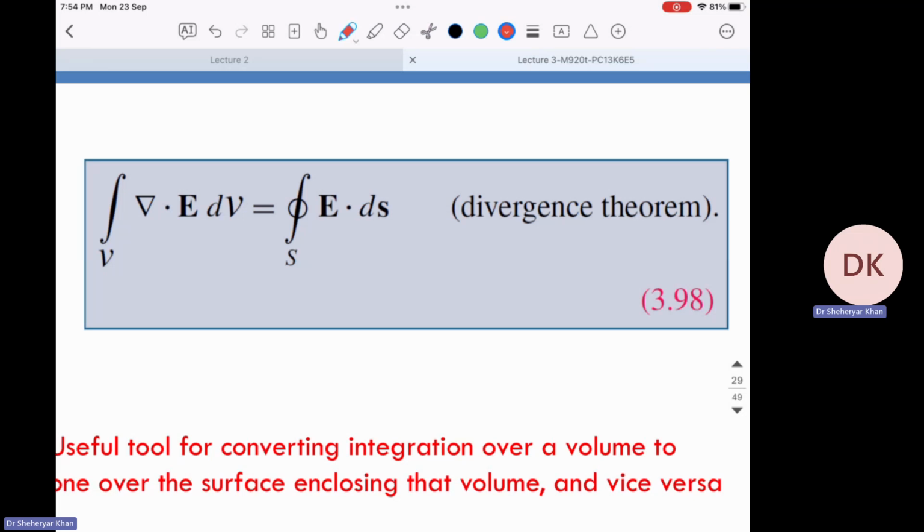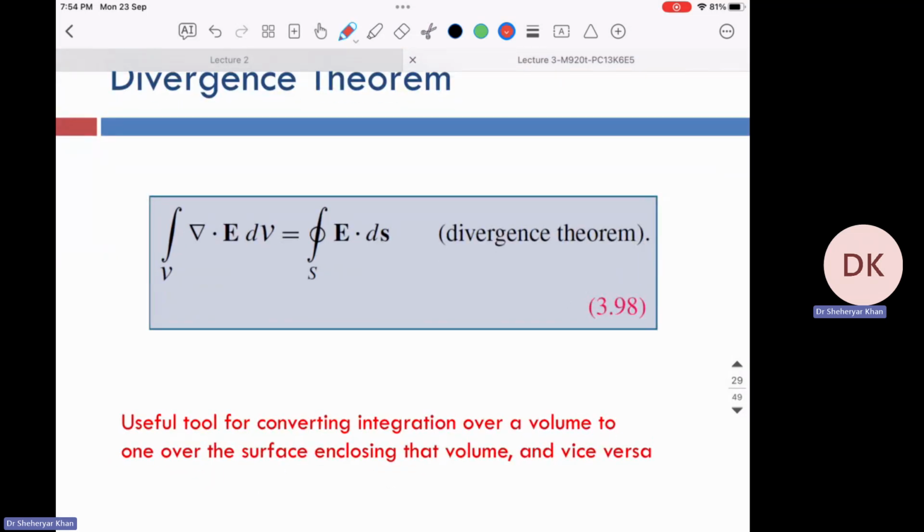In mathematics, people have a name for how we can convert volume integration into surface integration, or surface integration into volume integration. That's very important. We will also look at Gauss law, which is Maxwell's first equation, and try to answer some questions using it. It's one of the useful tools for converting integration over a volume and over the surface enclosing that volume, and vice versa.